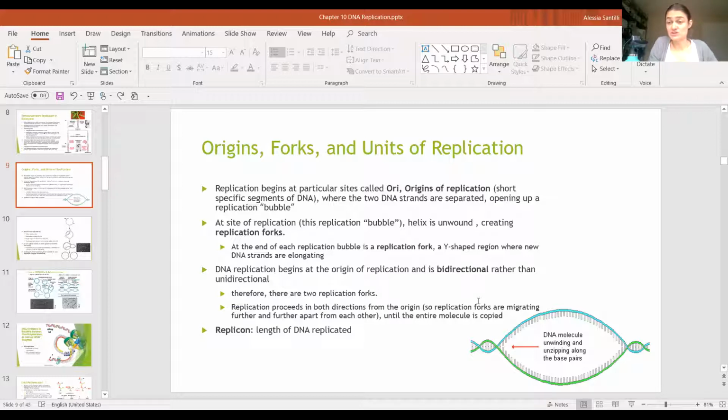So replication forks are migrating. They go further and further apart from each other. They basically go deeper and deeper inside the DNA that needs to be replicated. And then once the entire molecule of DNA is replicated, that's known as the replicon. The replicon is just a length of DNA that is replicated.